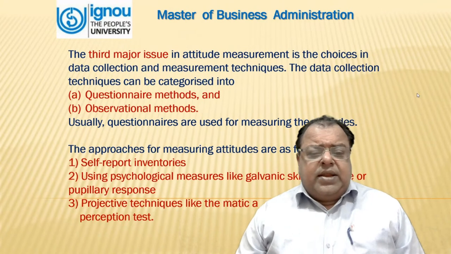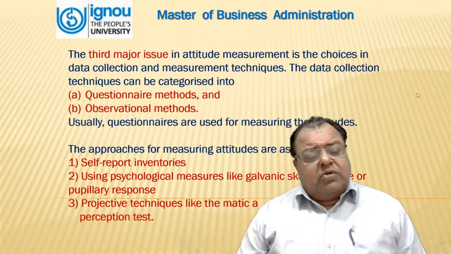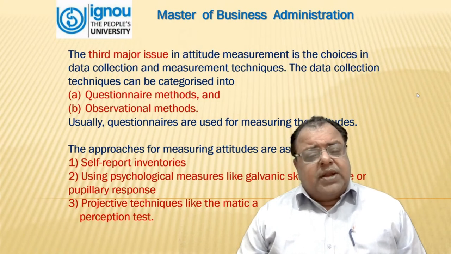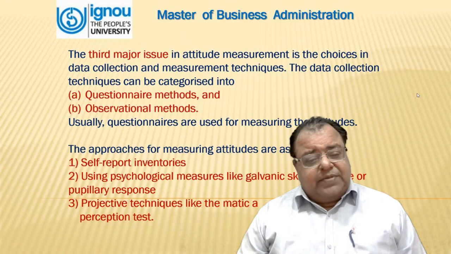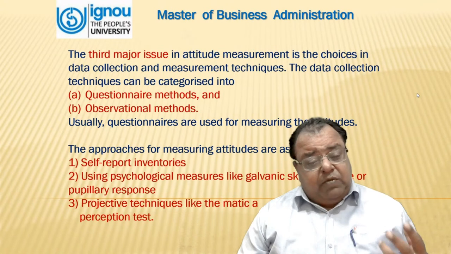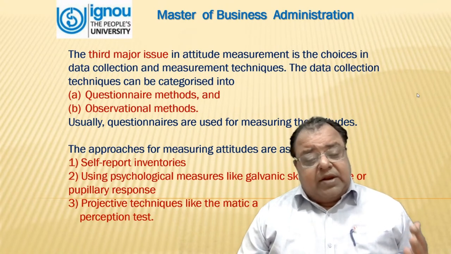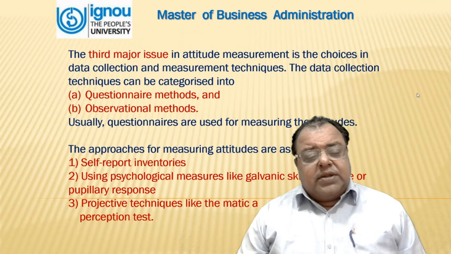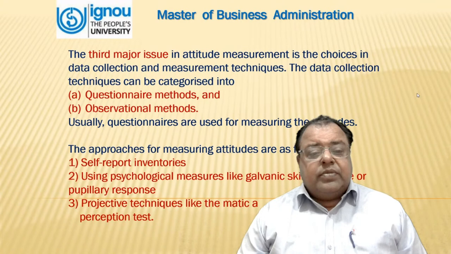The data collection techniques can be categorized into questionnaire method and observational method. Usually, questionnaires are used for measuring the attitudes. The approaches for measuring attitudes are as follows. Number one, self-report inventories. Number two, psychological measures like galvanic skin response or pupillary response. Third one is projective technique like a thematic apperception test.